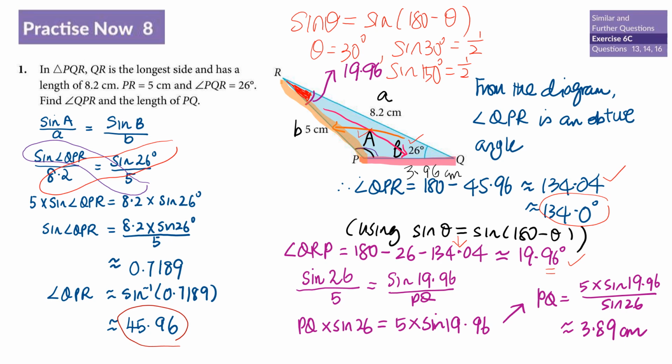All right, so if you look at this triangle PQR, which one is the longer side? The longer side is PQ, which is 8.2. And the longer side, can you see, is actually opposite the biggest angle, because your angle QPR is the biggest here, which is 134.0. And the shorter side is 3.96, and that is opposite the smallest angle, which is 19.96.